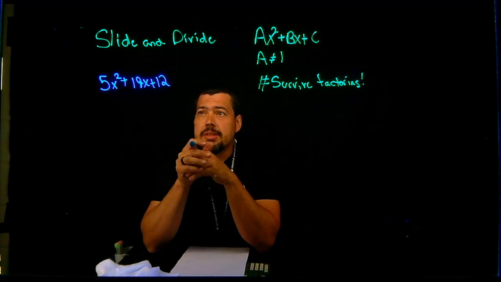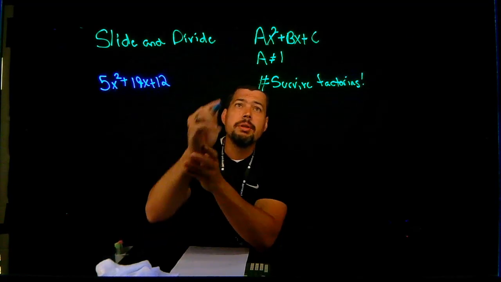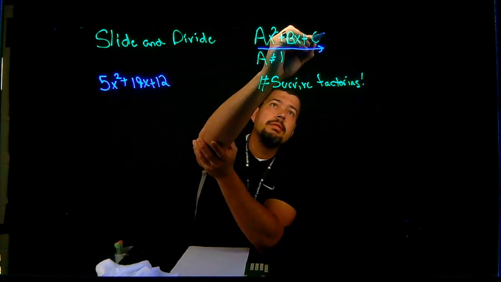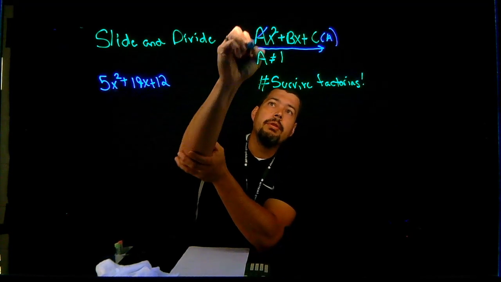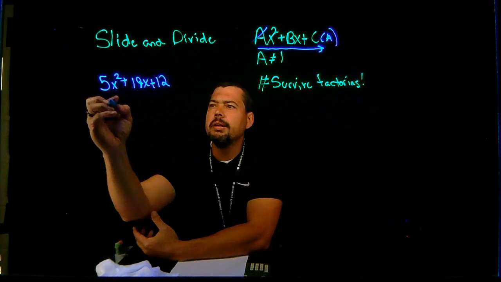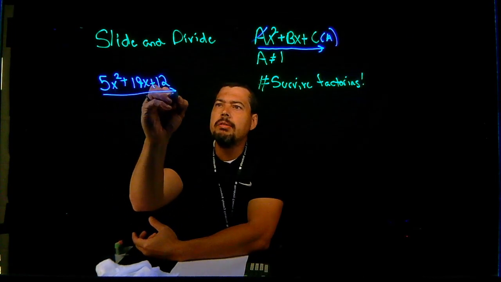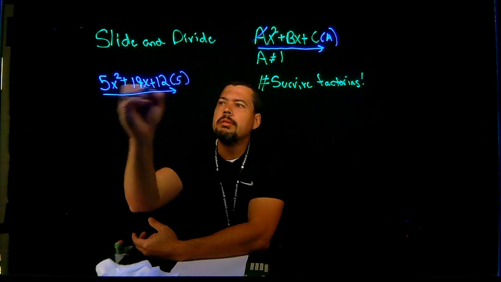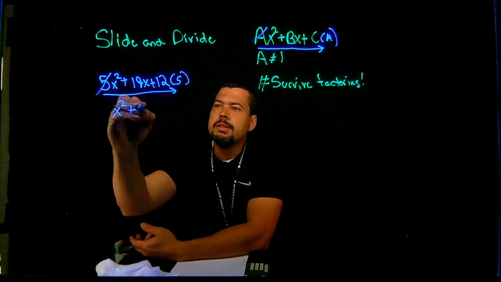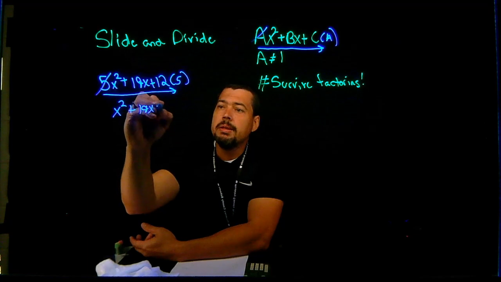Now, this is called the slide and divide method. What we're going to do is take that A term and slide it over right next to C, okay? Now we're going to throw it out the window. Briefly, it'll come back. That's the slide part in slide and divide. So here I have a 5, and I'm going to slide it next to the 12. Throw it away. X squared plus 19x plus 12 times 5, which is 60.